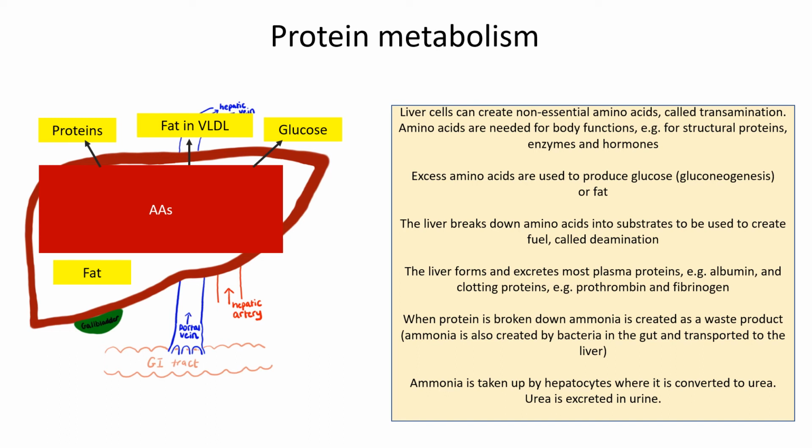When protein is broken down, ammonia is created as a waste product. Ammonia is also created by bacteria in the gut and transported to the liver. Ammonia is taken up by hepatocytes, where it's converted to urea, and urea is excreted in urine.